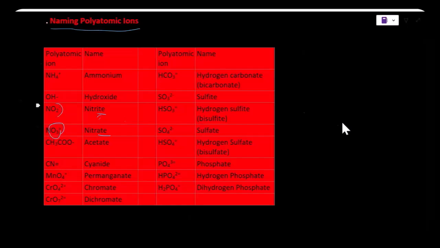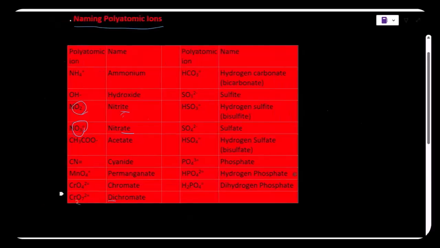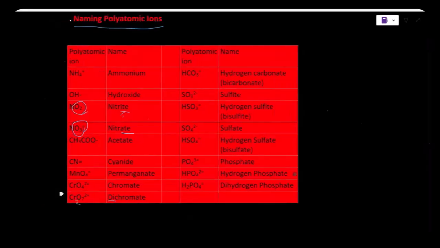Something else to point out is the prefix di. There should be a 2 on this, and di means 2. Here we have dihydrogen. That means when it's a prefix like this, there are 2. So there are 2 hydrogens in dihydrogen phosphate. Again, with sulfur, there's -ite and -ate. -ate means there's one more oxygen.